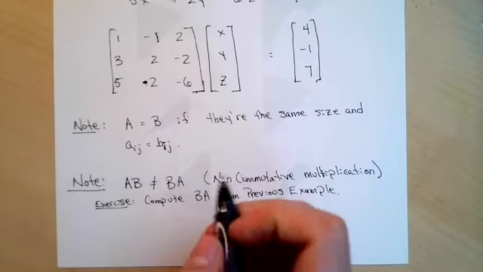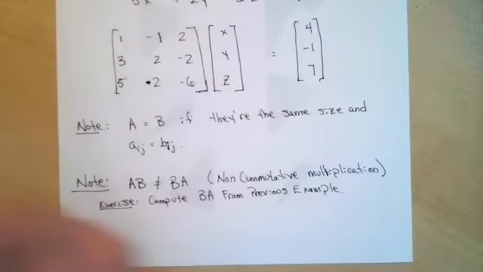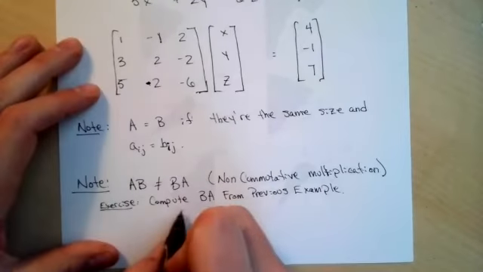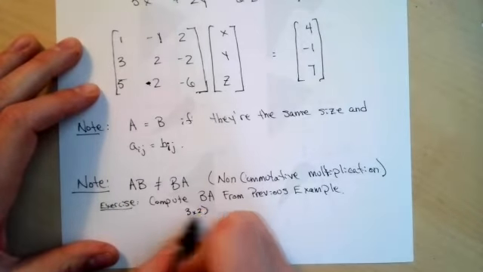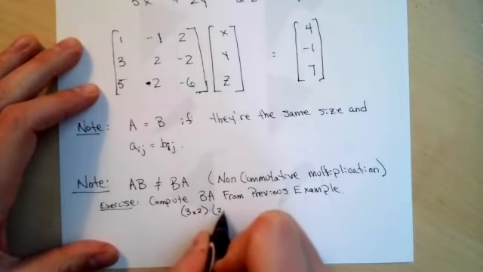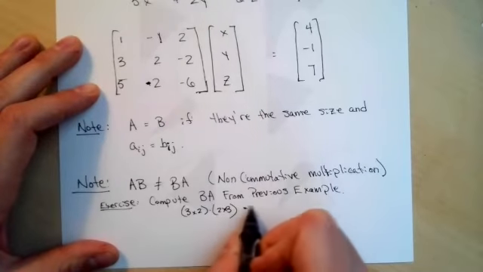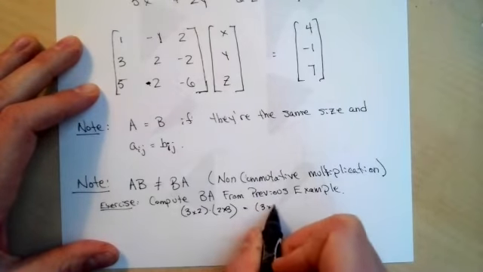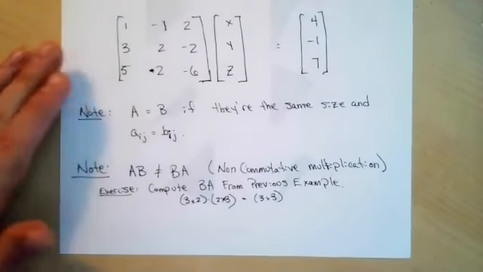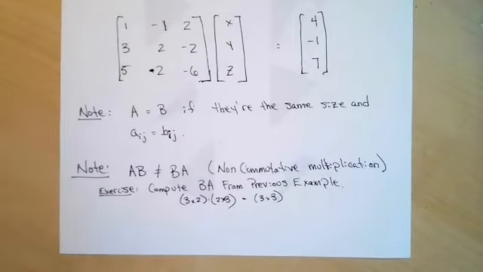Because B, sorry, let me make sure I get the order right on here. B was a 3 by 2, and A was a 2 by 3, which means the result is going to be 3 by 3. So when we did A times B, we got a 2 by 2. If we do B times A, we're going to get a 3 by 3.